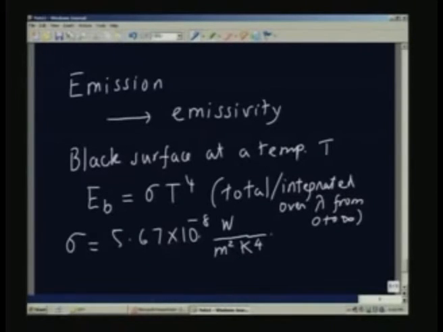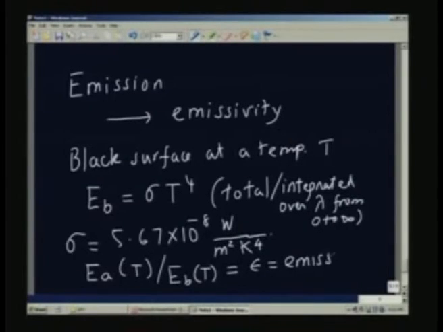5.67 into 10 to the power of minus 8 watts per meter squared Kelvin to the power of 4. Now, suppose the amount emitted by the actual surface, we will say E, is again so many watts per meter squared of the actual surface at the temperature T. If I divide it by Eb at the same temperature T, this we call the emissivity epsilon. In this case I am looking at the total emissivity, that means from all wavelengths which are possible.